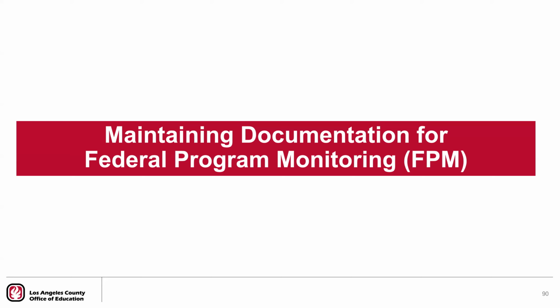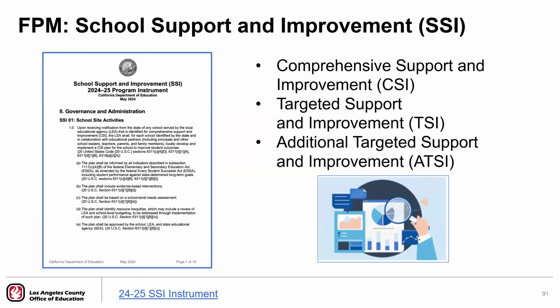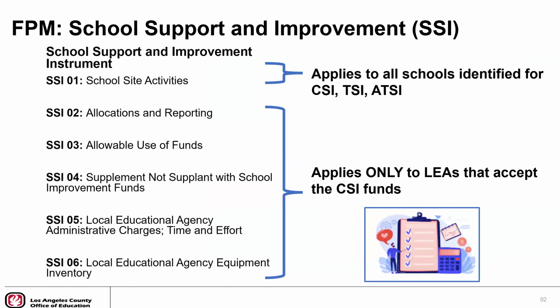So we're going to take a look at the documentation that's needed if your schools are identified for CSI, TSI, and ATSI. If you are selected for an FPM review, the School Support and Improvement Program instrument is used. It's often referred to as the SSI FPM instrument. And the SSI instrument applies only to schools that are identified for CSI, ATSI, and TSI.